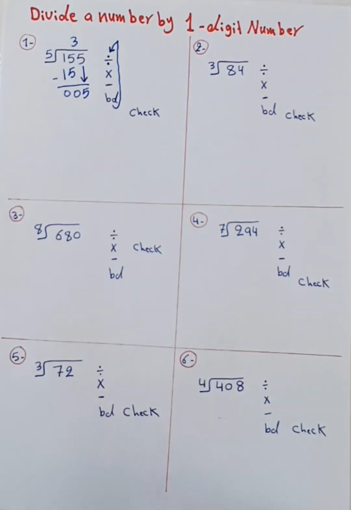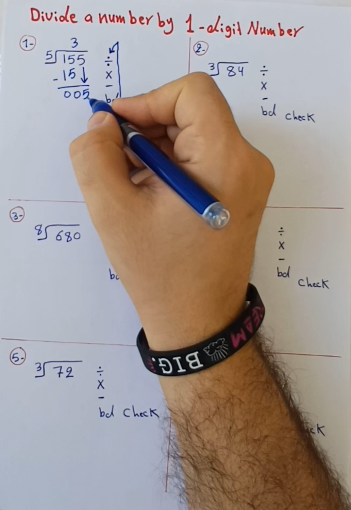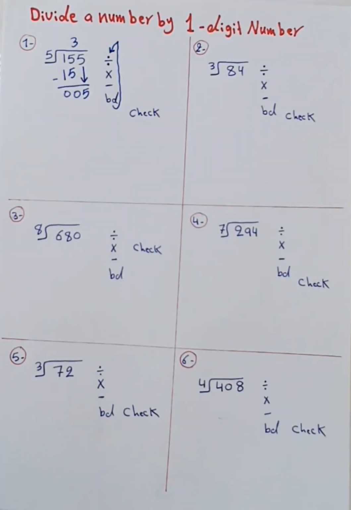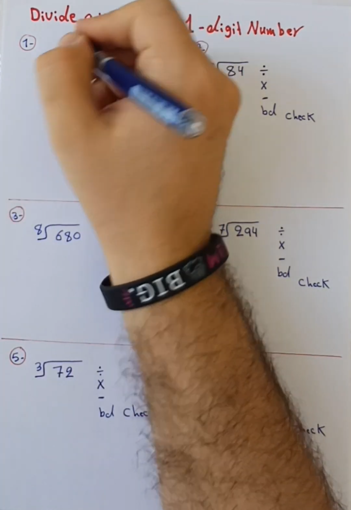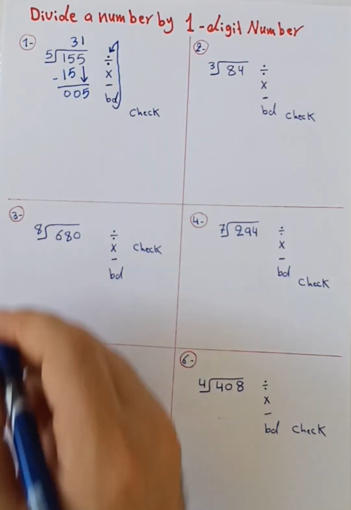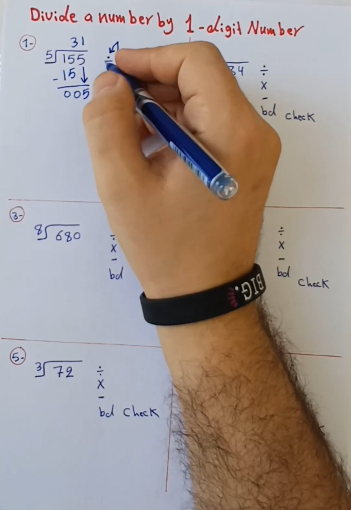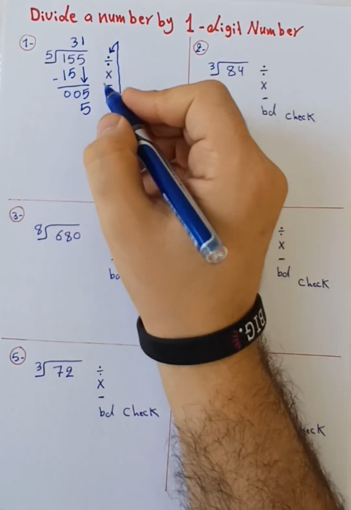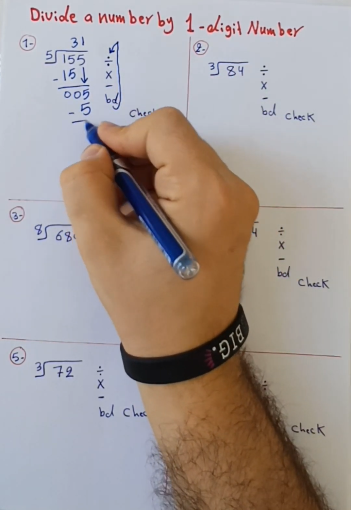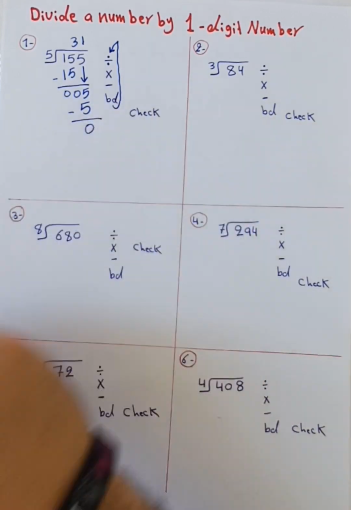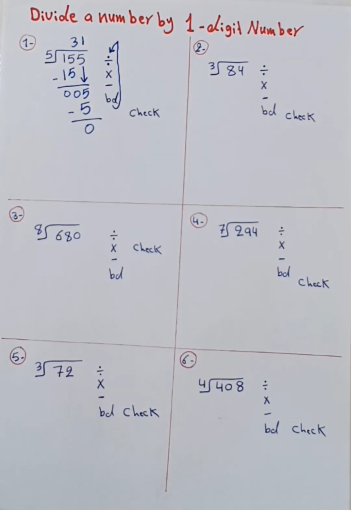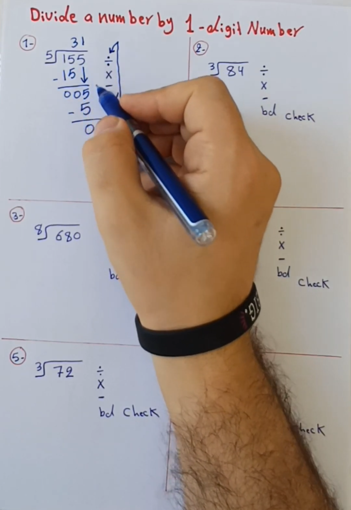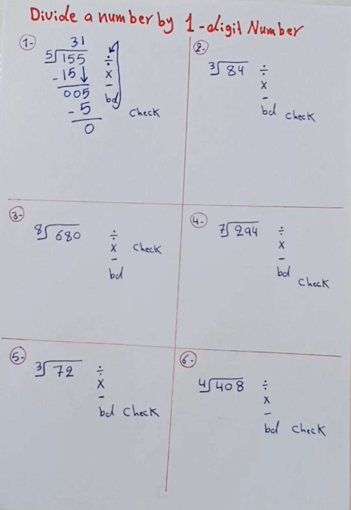After bring down, you have to go back to the first step, divide. 5 divided by 5, it means how many 5s are in 5? We have only one 5. You have to write 1. And then after divide, you have multiply. 1 times 5 equal to 5. After multiply, you have subtract. 5 minus 5 equal to 0. And then after subtract, we have bring down, but we don't have any numbers after 5 to bring down, so we have to stop here.